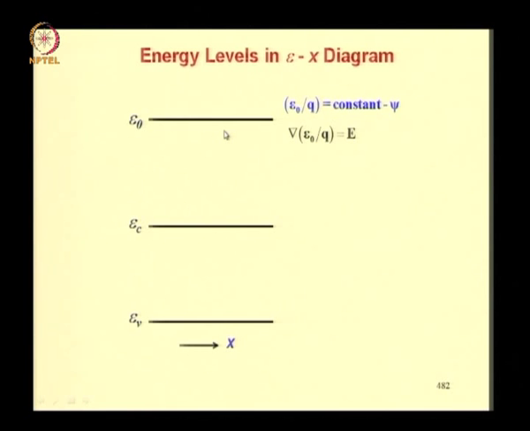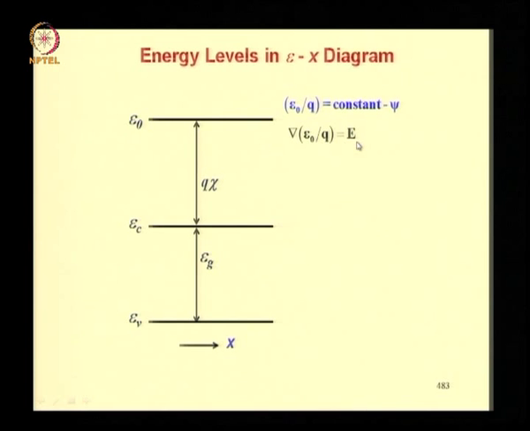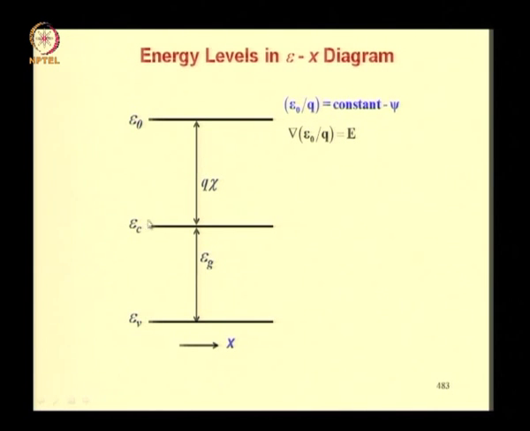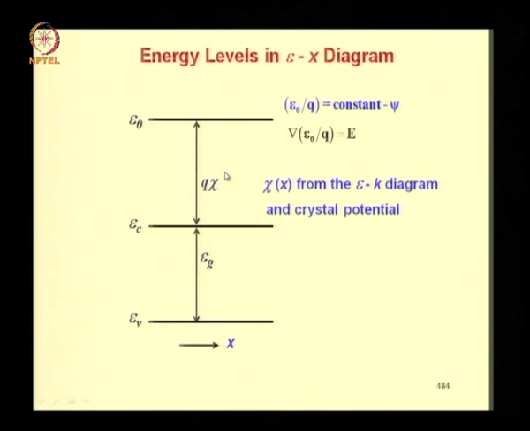So the E naught variation is obtained from the drift diffusion model formula. Here the relation between E naught and psi is E naught by q equal to constant minus psi, or gradient of E naught by q is E. You can locate Ec below E naught by a value q chi, where this electron affinity is obtained from the Ek diagram and crystal potential.